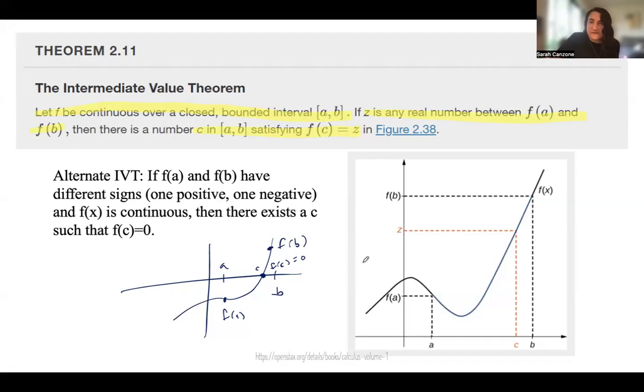So this is just a little depiction of the first part, right? If you have some A, some B, you have some number, C or Z in this case, in between them, satisfying f of C equals Z, like this. So any of these numbers would satisfy that.